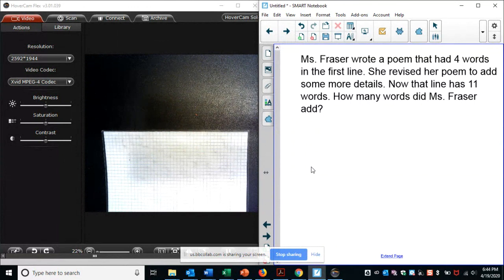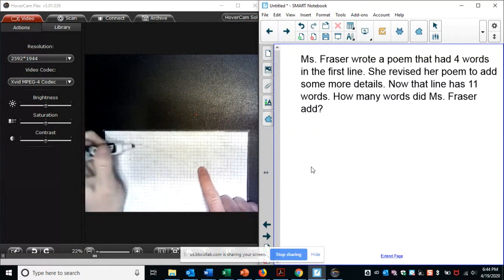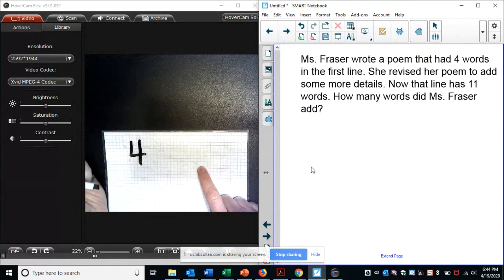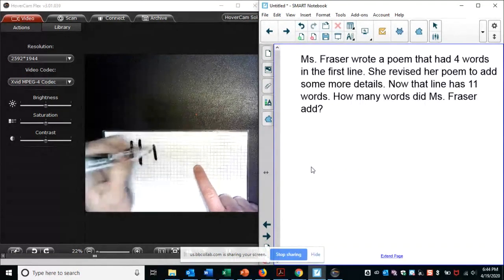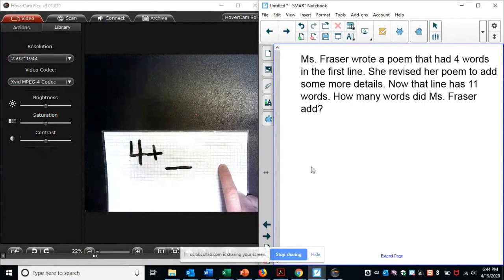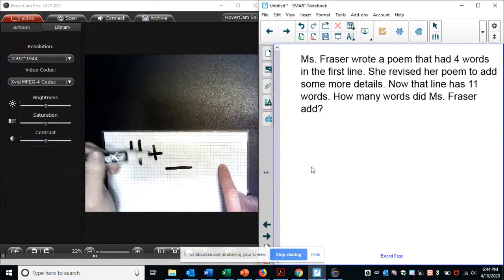I'm going to read that again and think. Miss Fraser wrote a poem that had 4 words in the first line. So we know we started with 4 words. She revised her poem to add some more details. So it's sounding like it's going to be more words. So it looks like it's a plus. And it says to add some more details. Does it tell us how many words she added? It doesn't say. So I'm just going to have to leave my blank there. 4 plus some words. We don't know how many.